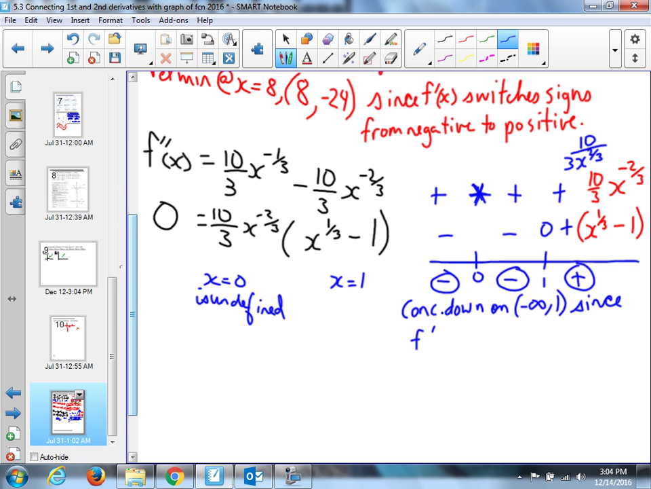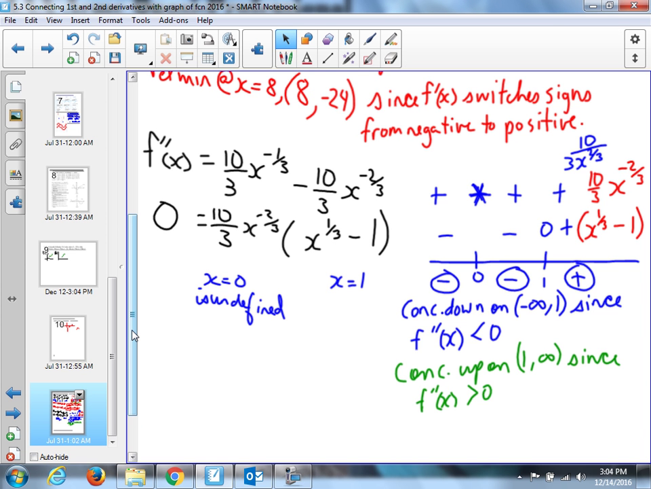Since the second derivative is less than 0, we'll leave it at that. Concave up on 1 and up, since the second derivative is greater than 0. So there is an inflection point at 1, since the second derivative switches signs.